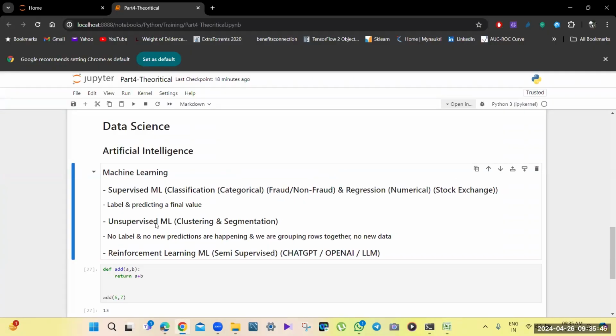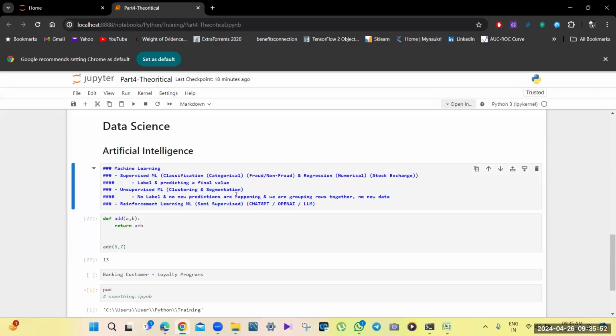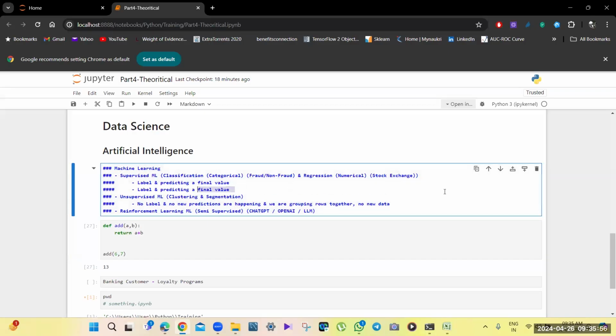Now, supervised and unsupervised have a lot of algorithms inside of them, and they are pretty huge. If I have to put it quickly, I can name a few. First one would be logistic regression. Then there is linear regression. There would be SVM. There could be decision trees. There could be random forest, and so on and so forth.